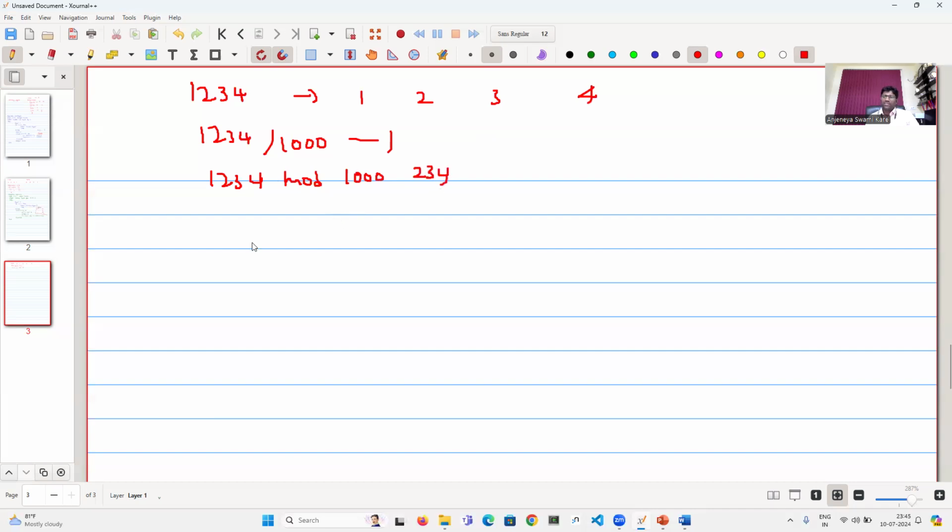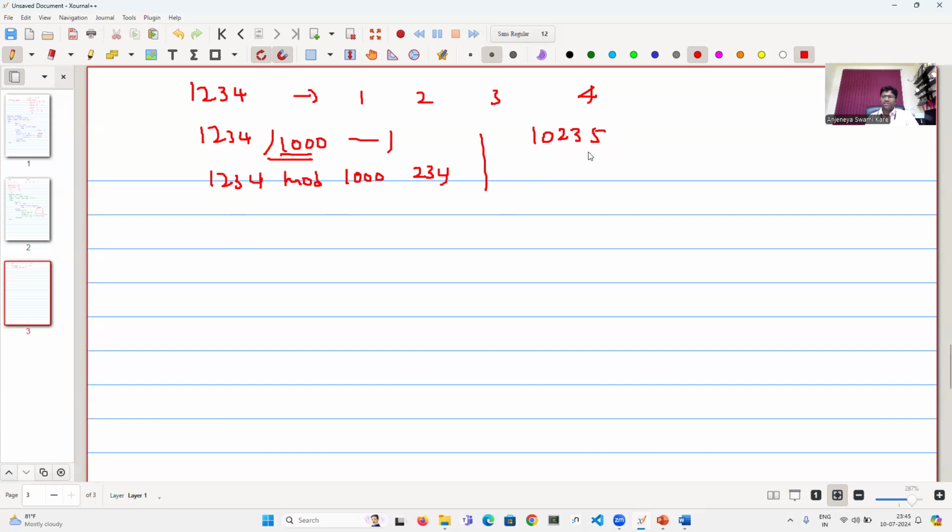Okay, we need to extract the leftmost digit and discard the leftmost digit from the number to proceed for the next iteration. So this is exactly for 1, 2, 3, 4. What if we have 1, 0, 2, 3, 5?